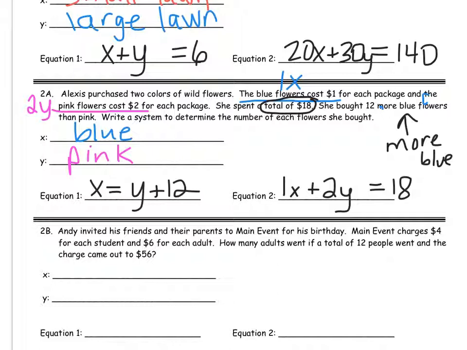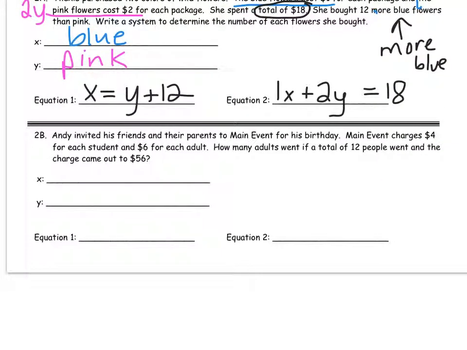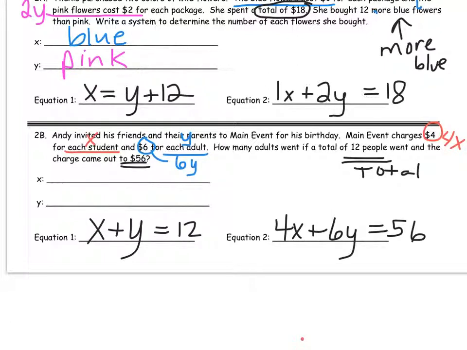And this is talking about Andy and his birthday party, the number of people that came, and the cost. So go ahead, pause your video, it's your very last one, and get your variables and equations, then check back and see how you did. Okay, so when I started labeling this one, I said X for the students, underline that, and underline the adults for Y.